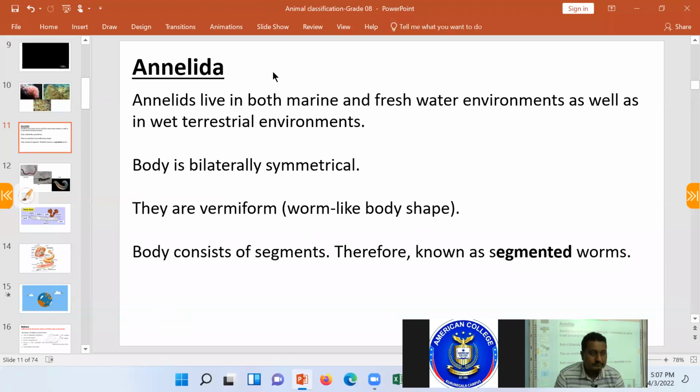Next Saturday, I'll keep a tute at Samudra College. You can go and get that tute. Then the diagrams of all these animals can be seen in that tute. You can cut them and paste them in the correct places. So leave one page and write annelids.